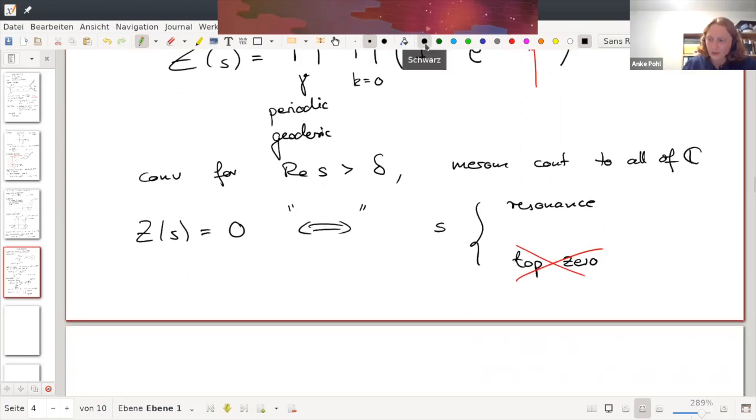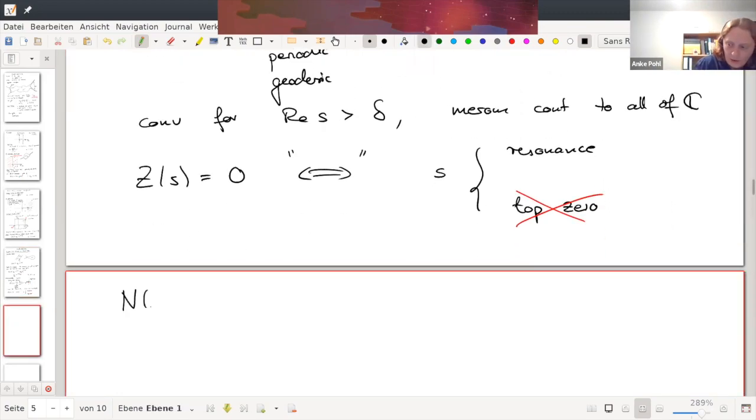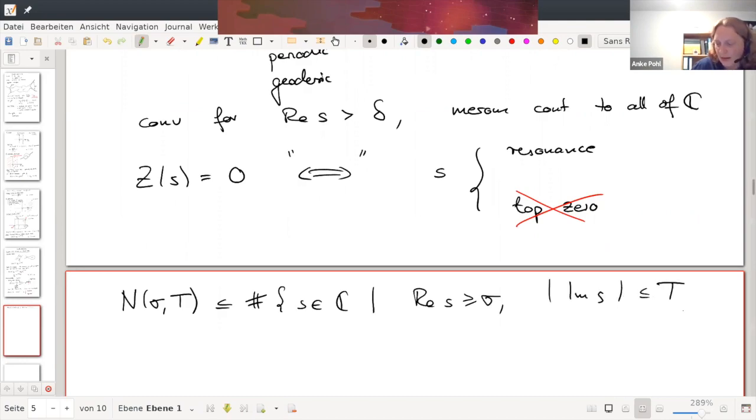So why does it help us? We had this resonance counting function, where we're counting resonances in a box. So instead of counting resonances, we can now count zeros of the Selberg zeta function. So the same box, and instead of saying S should be a resonance, I say it should be a zero of the Selberg zeta function. There are slightly more zeros than resonances, so I have a slight overcounting here typically. And this is the first step of getting some dynamics into the picture.